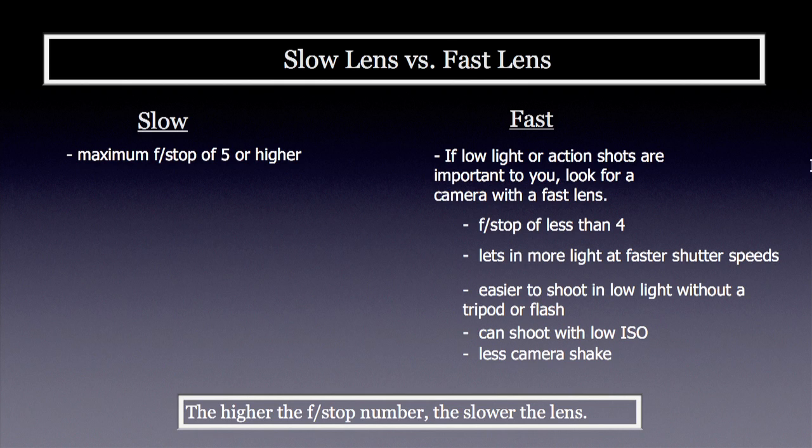Now the deal with fast lenses though is they tend to be a little bit more expensive, and the reason they are is because the elements or the glass in them is of superior quality, so you're going to pay more for that. So remember, the higher the f-stop number, the slower the lens. Now, there are some other things to consider before you start looking at lenses.